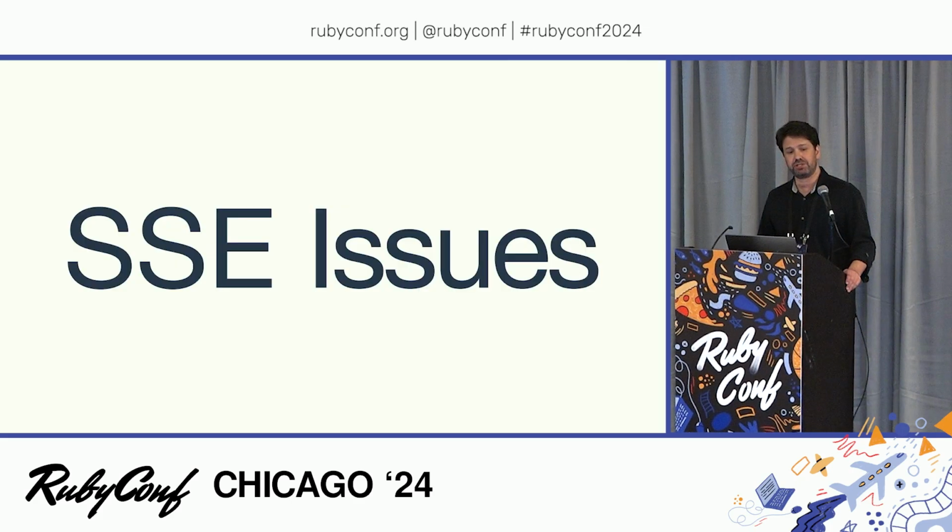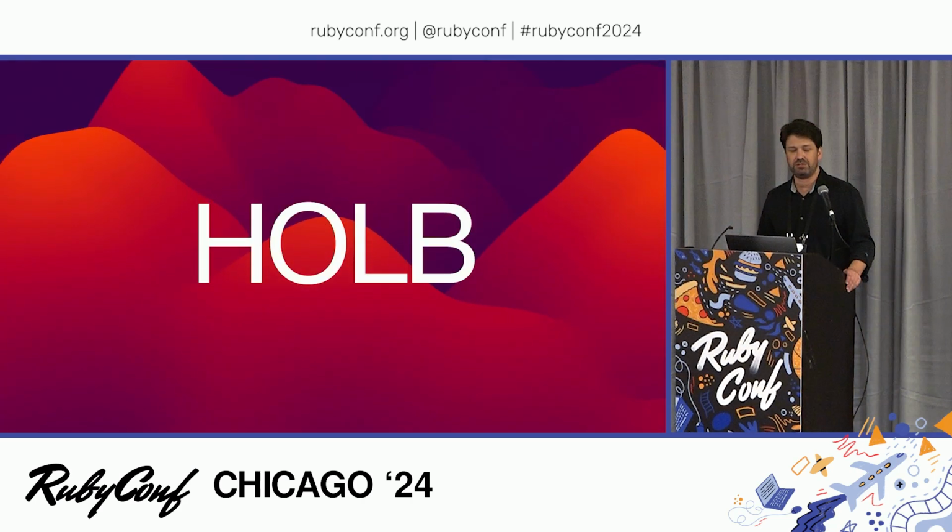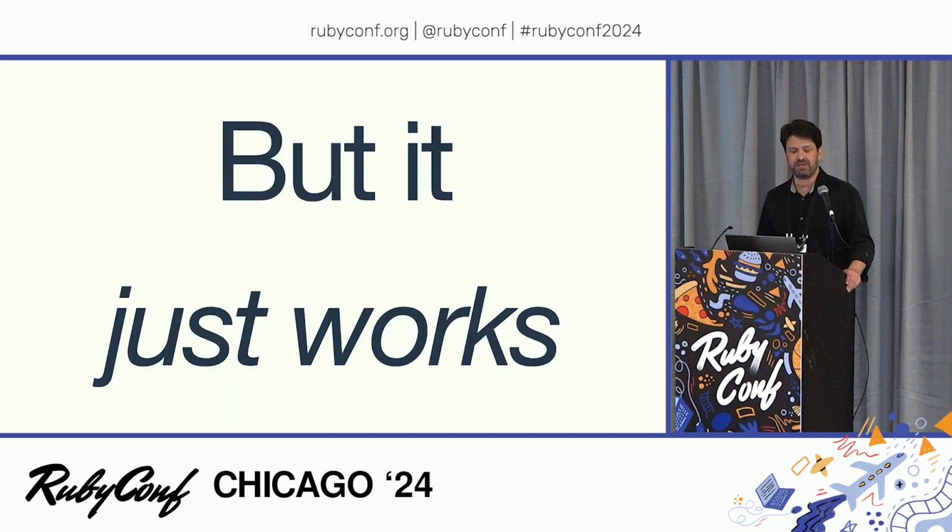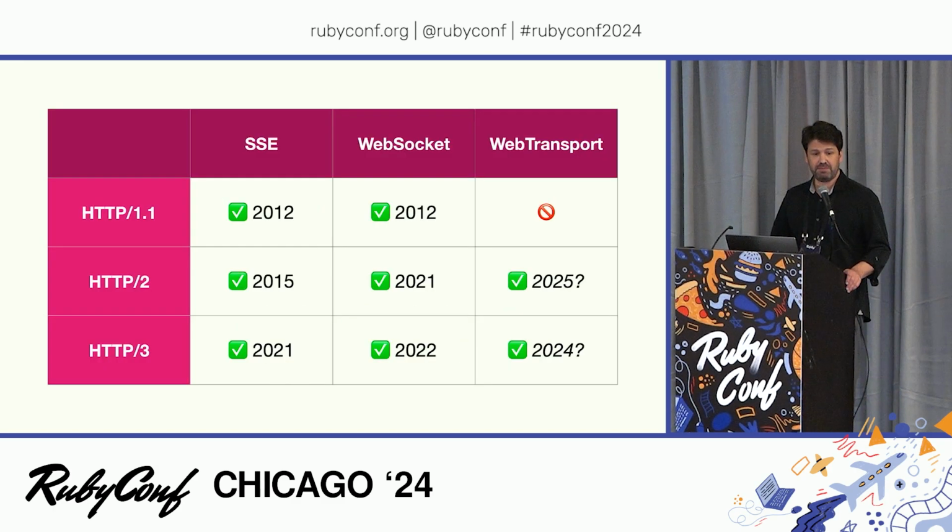So SSE issues: obviously unidirectional, that's huge. Head-of-line blocking suffers from the same thing as WebSockets, but it does just work. It's not 2% or 30% of requests that fail. It tends to just work. So you see SSE 2012, 2015, 2021, it just got these new protocols. It didn't do anything, because it doesn't have a transport protocol. It uses the underlying transport. WebSockets got the initial version the same year as SSE. And then it took a while to get the H2 version, and the H3 version came right along.